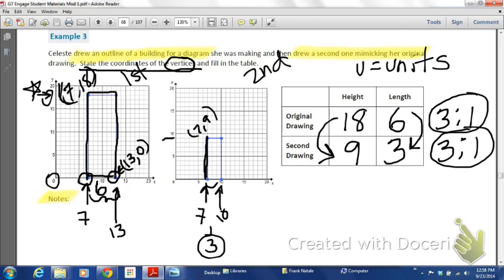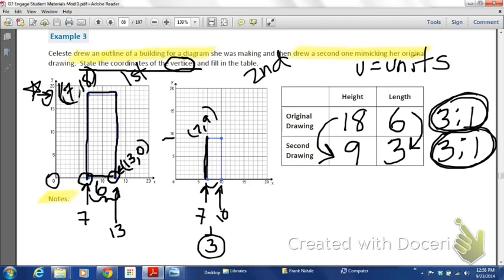And so what do you notice about the information on the table? The pairs of corresponding lengths are all proportional, okay? You can see that there, right? The 18 to 6 is the same as 3 to 1 for the original drawing, and then 3 to 1 again for the second drawing. So it maintains that proportionality.